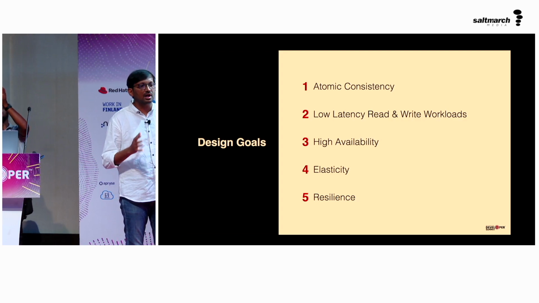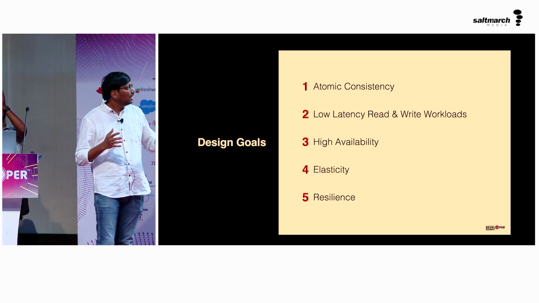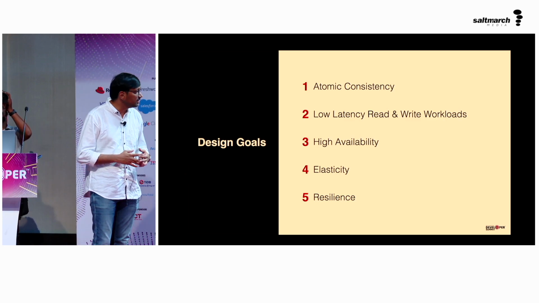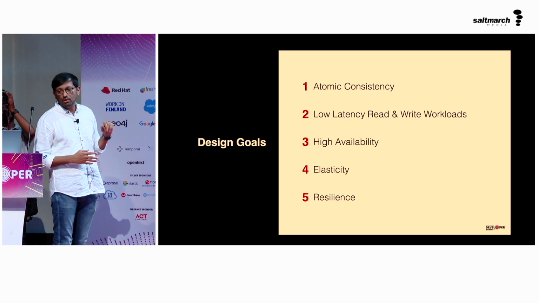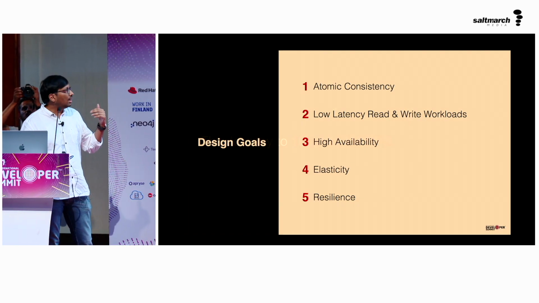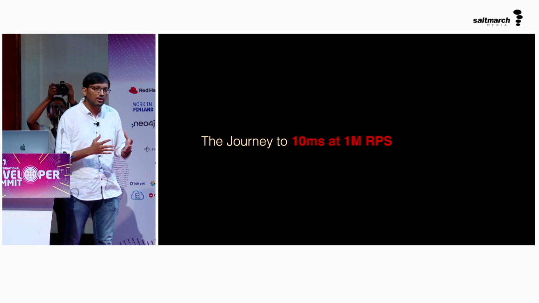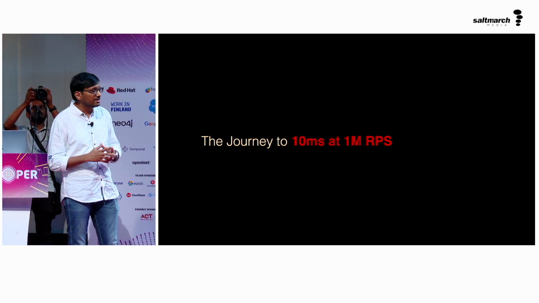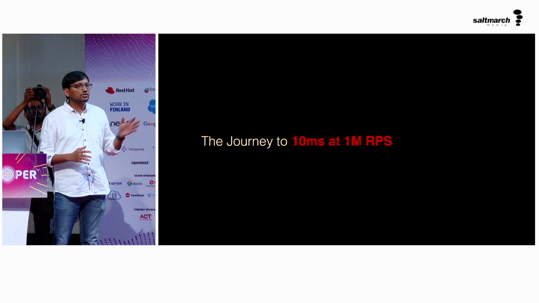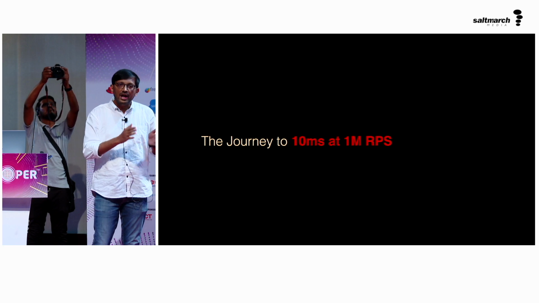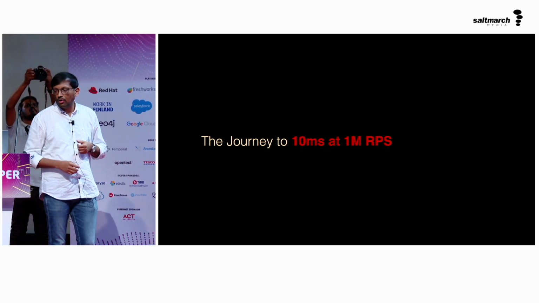Otherwise, you're going to waste tons of money over provisioning the servers, or you're going to end up under provisioning the servers. So we got these 5 goals, and we started going about an objective of how do we meet a response time of 10 milliseconds under 1 million requests per second, right? So the next few slides, I'm going to just talk through the journey of how our architecture evolved through multiple versions and eventually got to where we wanted to be, right?